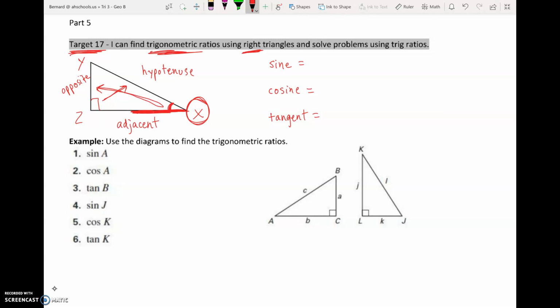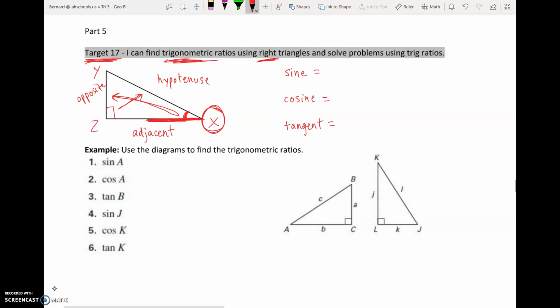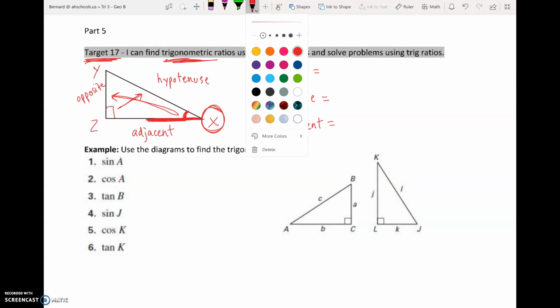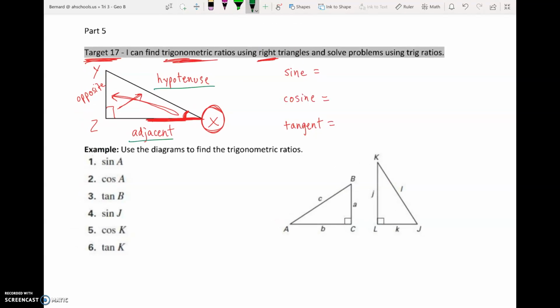Now, let's talk about ratios and fractions here. Once we are able to label these three things, now we can set up our ratios. We can really figure out what the sine, the cosine, and the tangent are. And so your sine ratio, and again, a ratio is a fraction, is if we take the opposite side length and we divide it by the hypotenuse length. Our sine is always the opposite side divided by the hypotenuse.